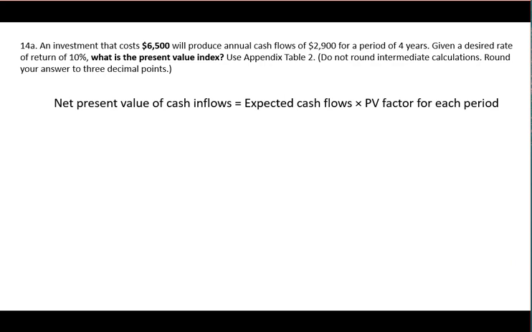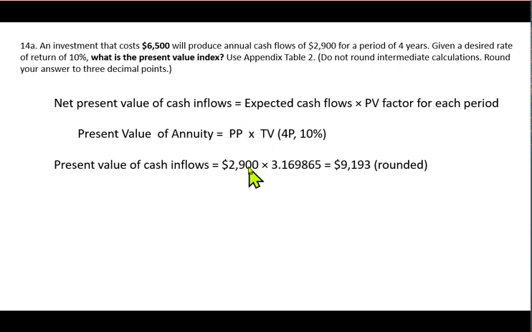First step we want to do is find the net present value of the cash inflows. And that's going to be the expected cash flows every year, which would be $2,900 every year for 4 years. And you're going to take that table factor, which is 4 periods at 10%. So let's plug all that in. So we've got $2,900 times a table value that represents 4 periods at 10%, which is 3.169865, and that means those cash flows are worth $9,193. So if you spend $6,500, you're going to get back in today's dollars $9,193. So now let's turn that information into a present value index number.